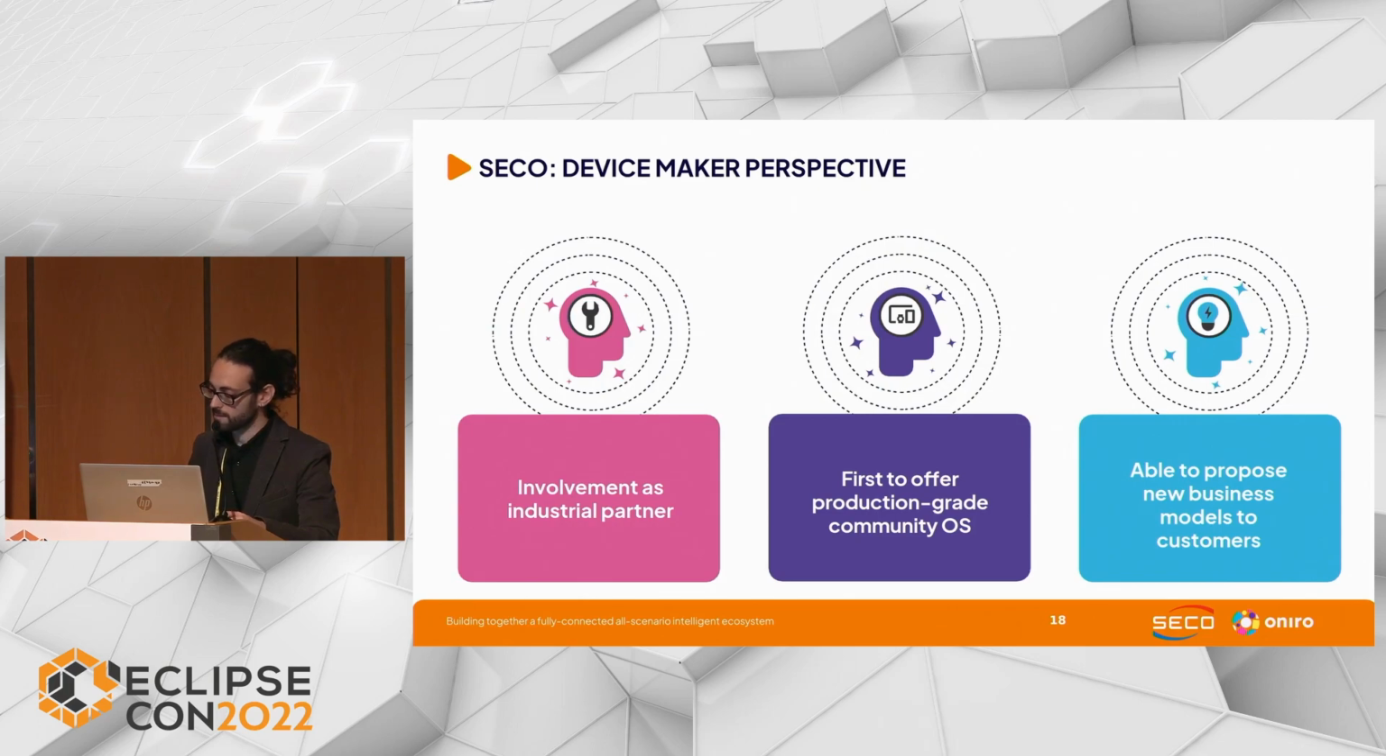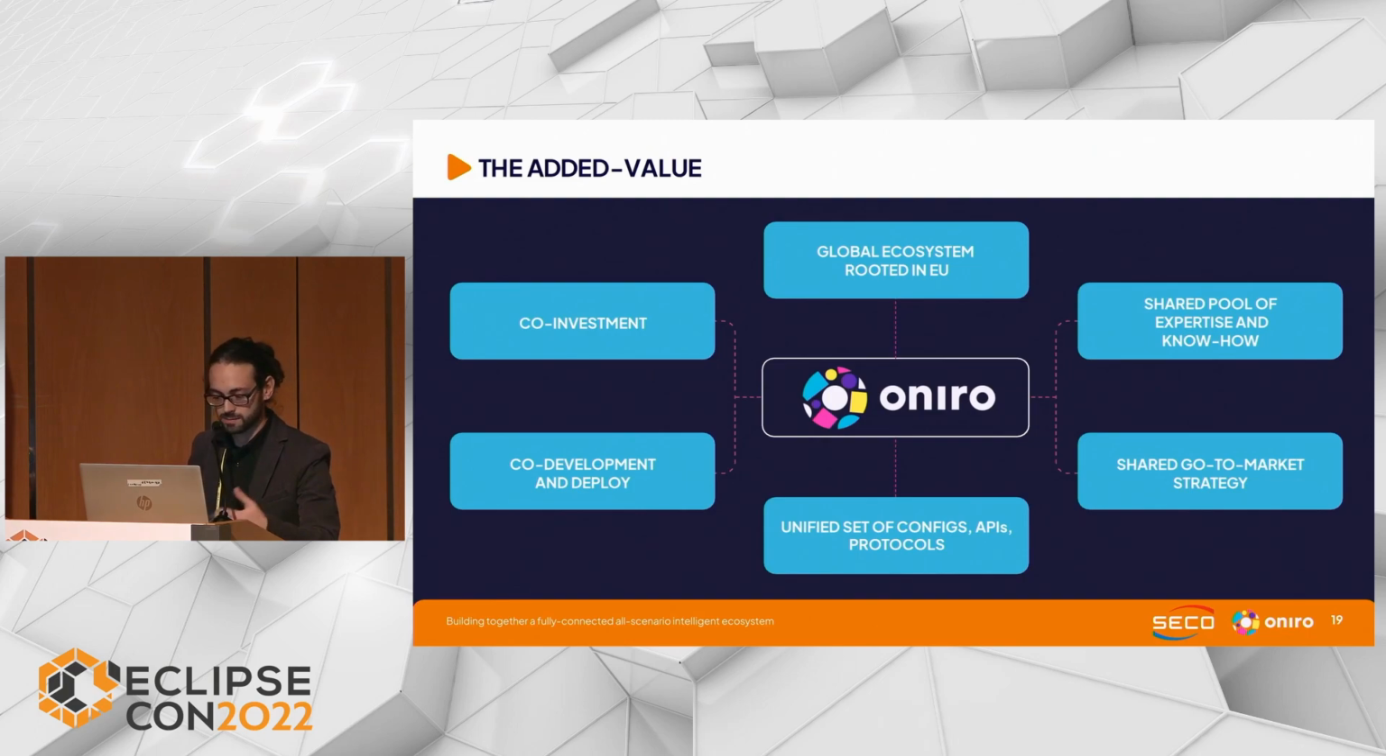So what is the added value for all the others that want to enter the Oniro project? We have a global ecosystem that is rooted in Europe. So our developers and companies are from all around Europe. You have a shared pool of expertise and know-how on embedded solutions. We can have a shared go-to-market strategy, so we can act as one for releasing the project. We are proposing a unified set of configs, APIs, and protocols for developers to develop their own solution. We can co-develop and deploy our solution together. If there is a problem, we can help each other.